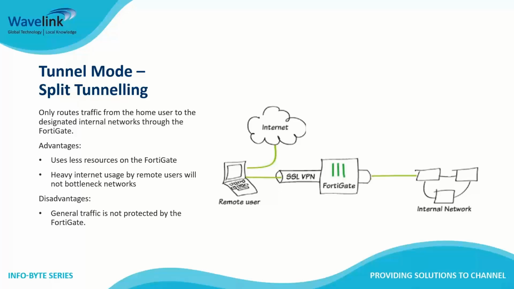Only traffic that's destined internally, for example, if the remote users were using an internal PBX and a piece of software on their device to connect to it, then only that voice traffic for the PBX would be sent through the VPN and processed by the FortiGate.